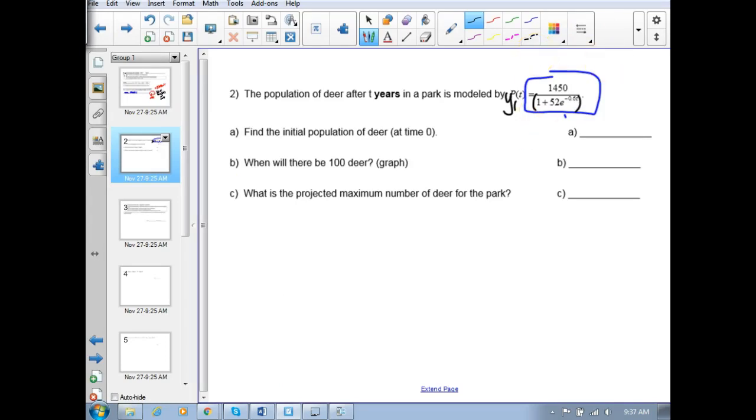So a bunch of ways you could find that. I didn't write down any of those answers. Let's see, this was about 27 deer. Make sure you're labeling these, please. When will there be 100 deer? That was, what, about 2.2 years? Say the word after, that would be nice. After 2.2 years. And then the projected maximum is 1,450 deer, which you could easily just pull from the formula.